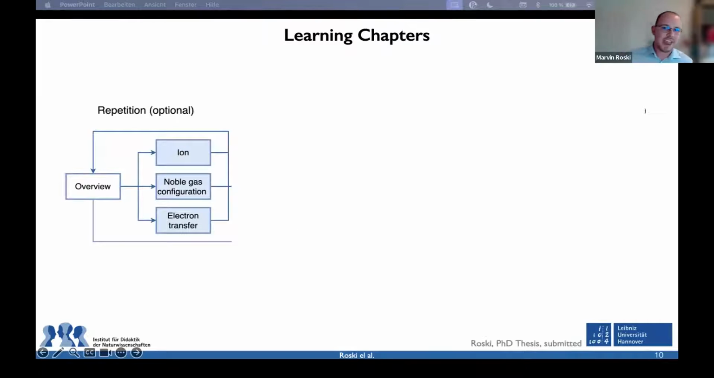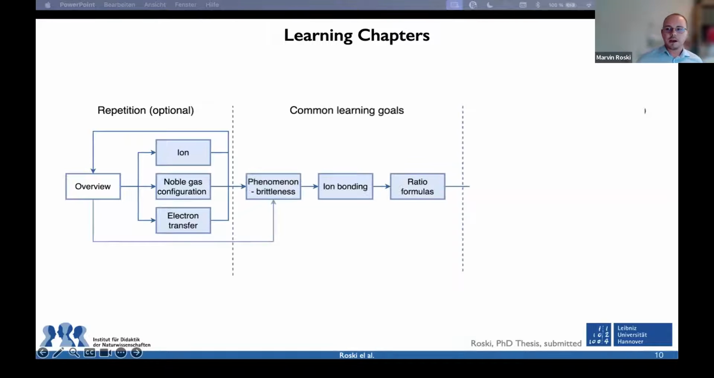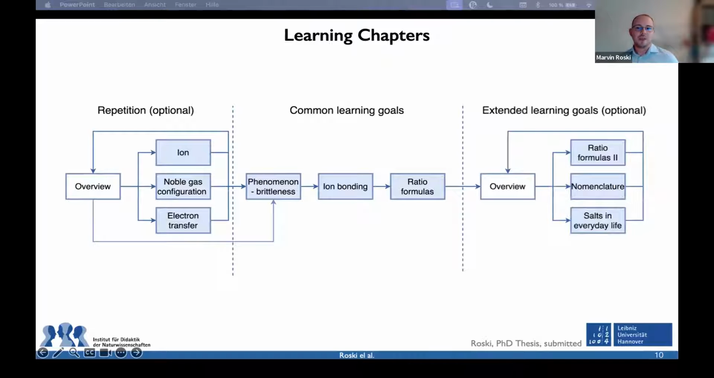These points have actively influenced the arrangement of the learning chapters. So at the beginning of the learning platform, learners have the opportunity to voluntarily repeat prior knowledge for the topic of ion bonding, such as noble gas configuration or electron transfer. This is followed by the middle part of the learning platform, which corresponds to the common learning goal. In other words, what all learners should know according to the curriculum. And finally, we have the third part for advanced learners. They have the opportunity there to deepen their knowledge and achieve the extended learning goals.